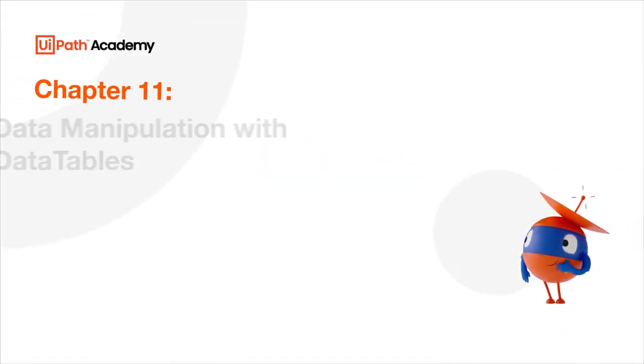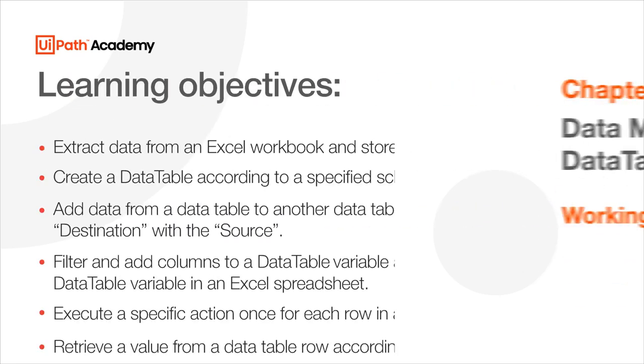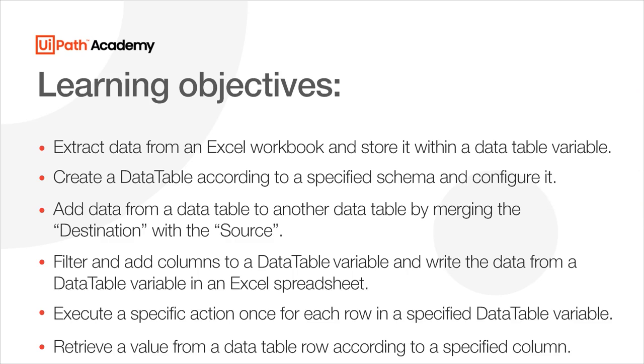Hello and welcome to this demo where we'll continue working with data tables in UiPath Studio. In this demo, we'll extract data from an Excel file, then create a consolidated data table with details about newly hired people. We'll generate their email addresses, update the data table with the email address for each new hire, and then write the data from the data table variable to an Excel spreadsheet. All set, let's get started.